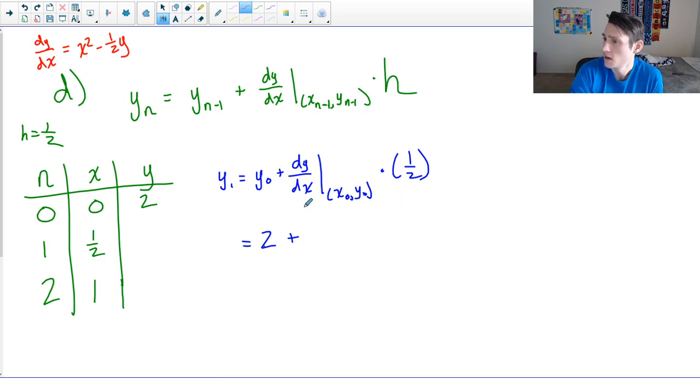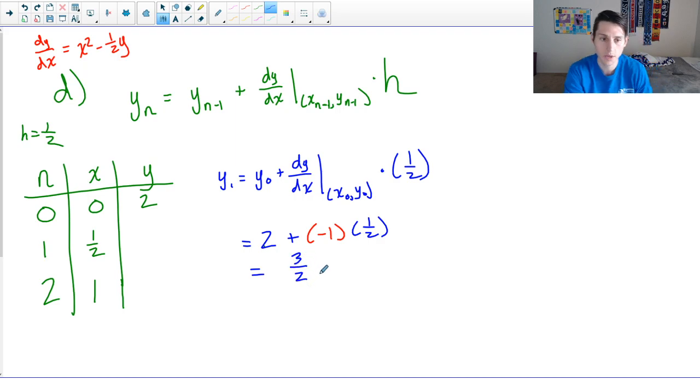Okay, so you might have to do some side work. Maybe you can just do it in your head. So x squared, so 0 squared is 0, minus 1/2 times 2. Okay, so that would just be -1 times 1/2. So this is basically 2 minus 1/2, which is 3/2.